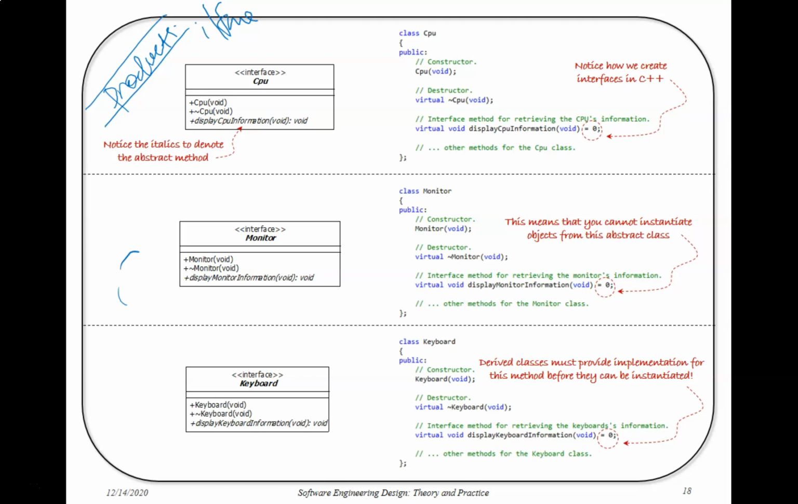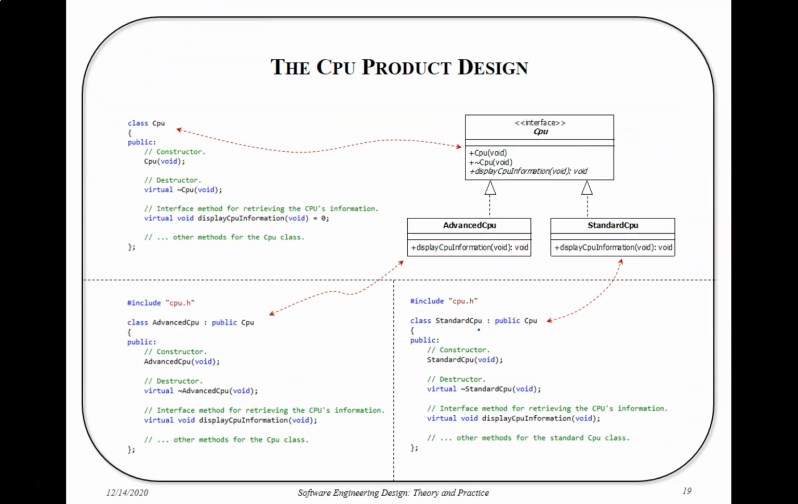Here is the implementation for the product interface. The first interface is the CPU interface. We have also the monitor interface and keyboard interface. So this is a C++ construct. If you want to use the C# programming language, the code is slightly different. If you see here, the "= 0" means there is an interface method for the interface class of CPU. And then we also have a monitor and then the keyboard.